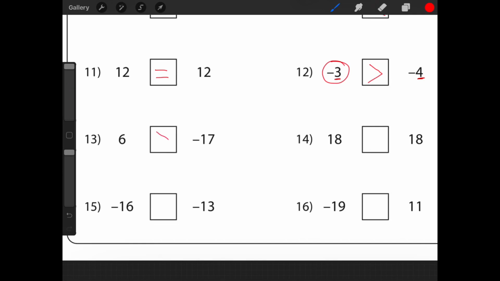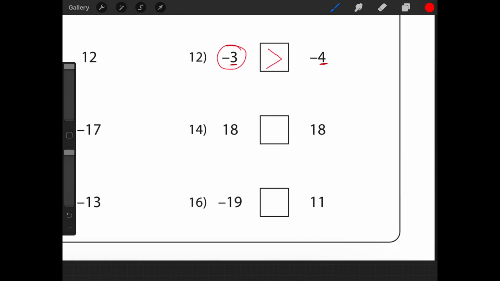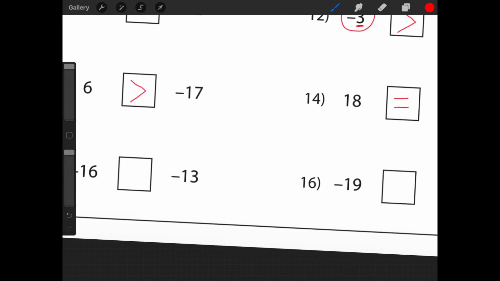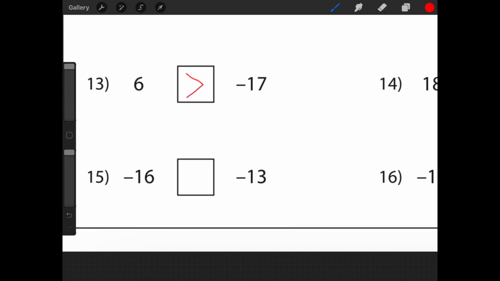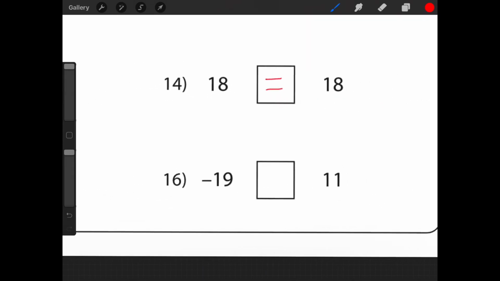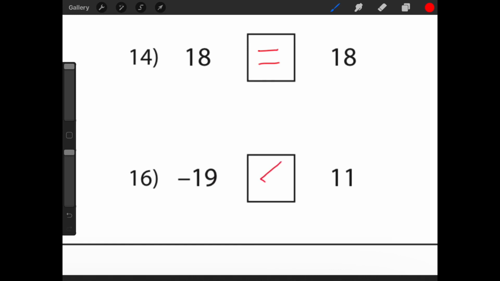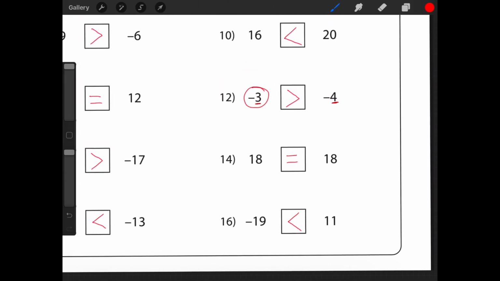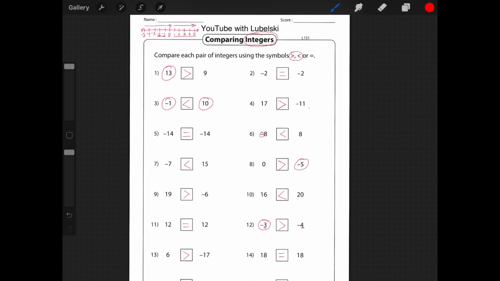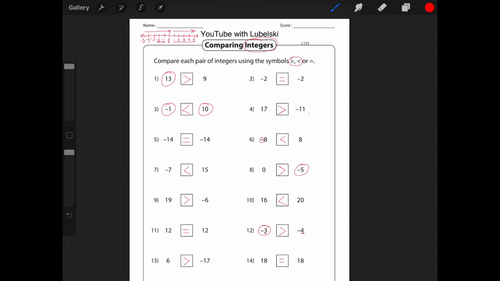Number 13, positive wins out. Number 14, 18 is equal to 18. Number 15, even though 16 is a greater digit, it's actually further away from 0, so negative 13 is the greater of the numbers because it's the opposite of what we know compared to how we compare positives. And number 16, the last one, the positive always wins out when it's positive versus the negative when comparing. So there you have it. Make sure that you do a practice page on your own, and you remember that the larger the digit, the smaller the value when you're comparing integers, or the further away from 0 you get, the smaller it is on the negative side of the number line.